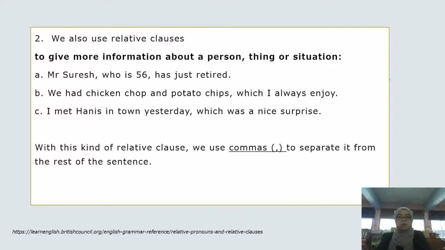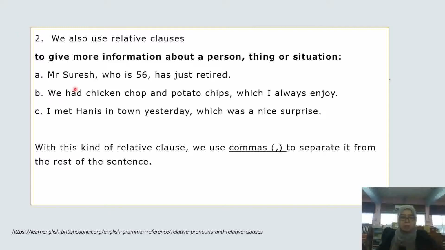Can you see the difference between the first type and the second type? Here we have the comma. Do you see the comma after the word Suresh and also after 56? This is where it differs from the first type, because we want to give more information. Remember, when we are giving more information, we use commas. Let's look at the second example.